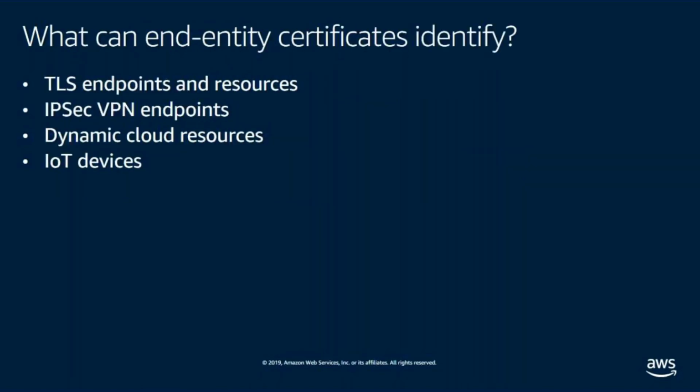The next question is, what can end entity certificates identify? So with ACM Private CA, you can use certificates to identify TLS endpoints and resources, things like websites, databases, or other TLS server endpoints, servers, instances, containers, or other resources in your cloud environment or on premises that use TLS, so clients or servers. Next is IPSec VPN endpoints.